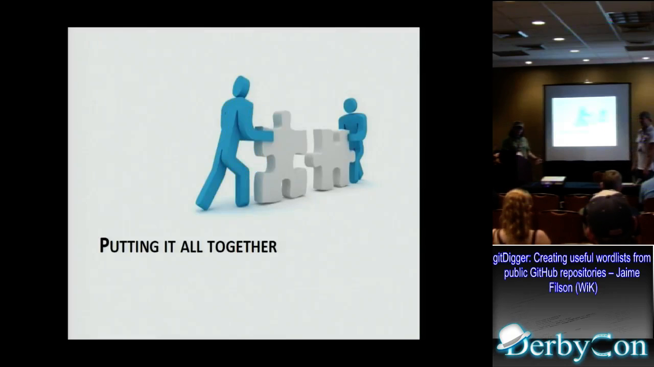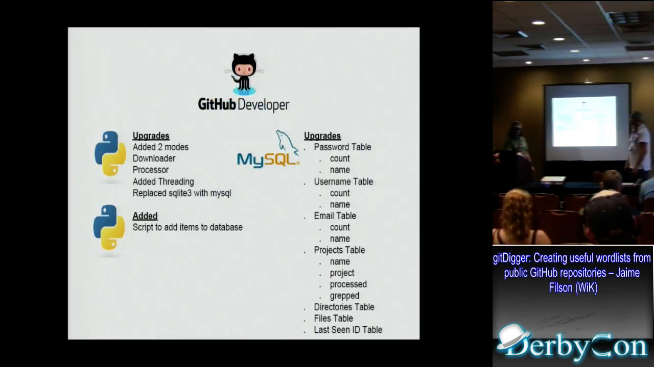So now I gotta put everything together, all these different parts together. So I've upgraded a bunch of stuff. I've added a script to add random stuff to the database. The database was originally only like one table keeping track of everything. So now I've got a table and counts for everything.